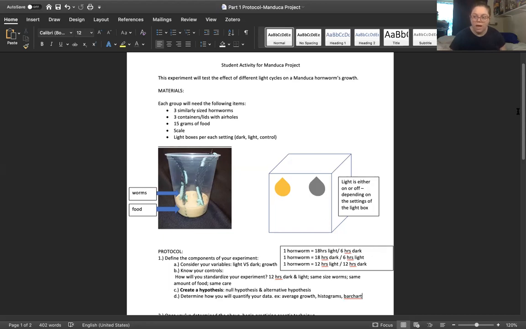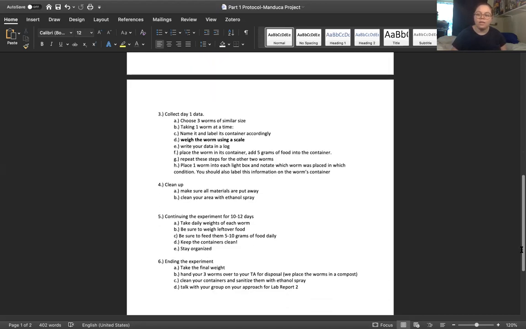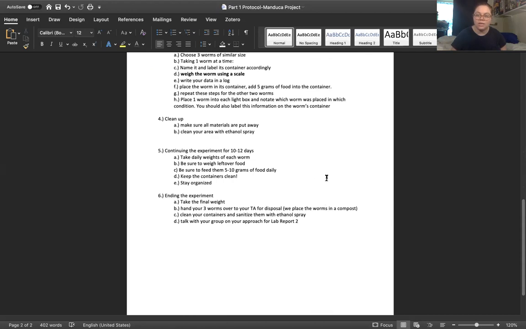You want to make note of that. You want to make sure that you know that he goes into that condition. And let's say Jill is our control worm. So you grab his container and you put that container into the control box, which has 12 hours of light and 12 hours of dark. And now you have each worm inside their little containers with food, and you have each of those containers in the light box that it goes into accordingly.